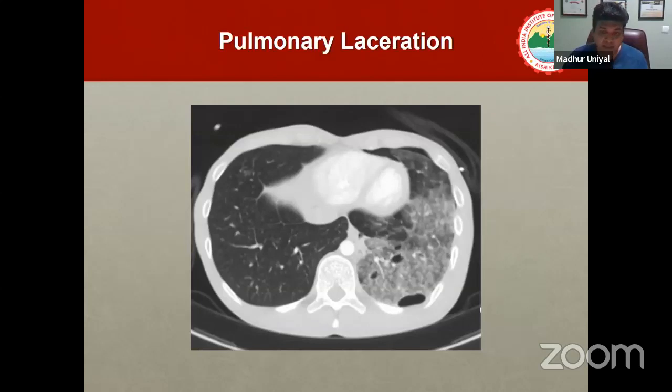Then there is pulmonary laceration. Pulmonary lacerations are almost always associated with pulmonary contusions. They're nothing but, like you can see, pneumatoceles or pneumatohemoceles, which are air-filled cavities along with a pulmonary contusion, sometimes with an air-fluid level. So these are pulmonary lacerations, and they typically look like this on an axial CT scan.